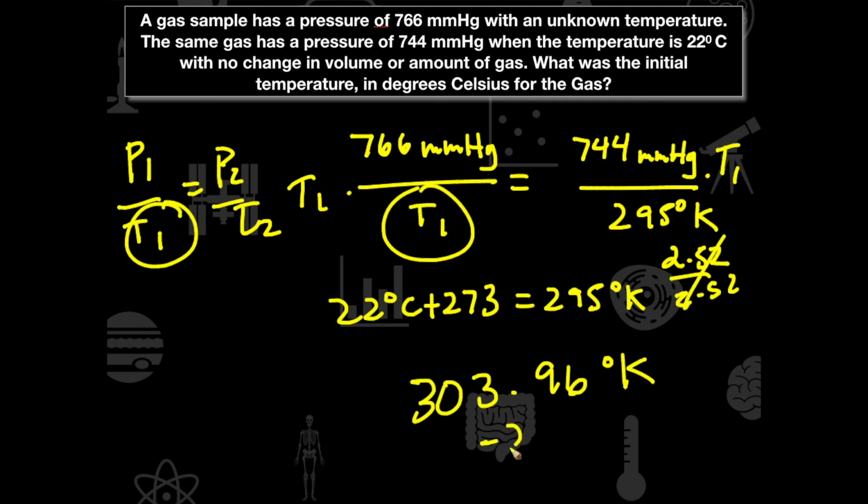Convert this back to Celsius. We'll subtract 273 here, and we'll get a Celsius value of 30 degrees Celsius.